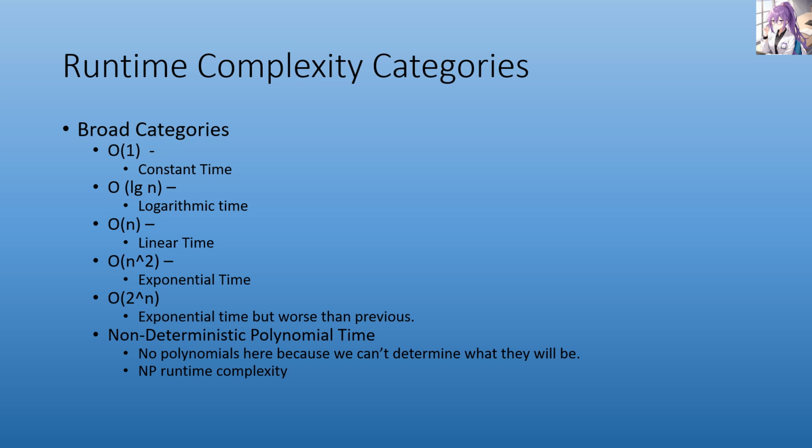O of n is linear time, and as you might expect, this is represented by a line. O of n squared is represented by a parabola, and this is where we start to get into exponential time. Now, for things over 4, O of 2 to the n is where we start getting into more difficult problems, and after that we start getting into non-deterministic polynomial time. If you have seen my earlier video about the P versus NP problem, you probably recognize non-deterministic polynomial time is also referred to as NP.